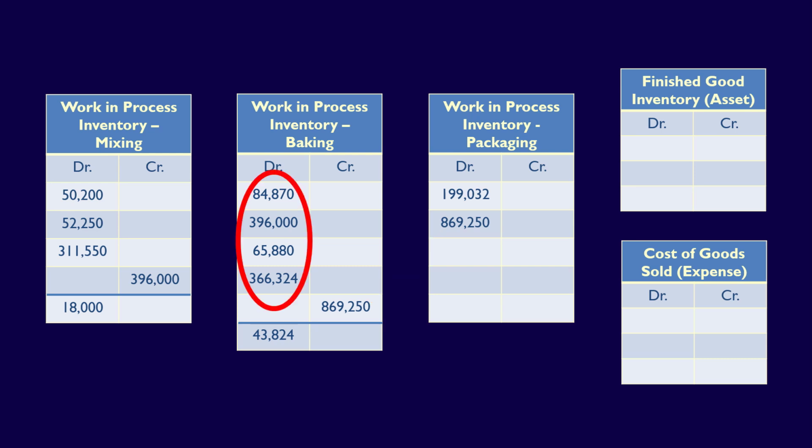Notice that the past entries to the work in process inventory baking account match the process costing report. Opening costs of $84,870, additional costs in April of $396,000 transferred in, $65,880 direct materials, and $366,324 conversion costs. In addition, the ending balance in the work in process inventory baking matches the process costing report. $43,824 is left in this account for the 12,000 physical units which are incomplete at the end of the period, April 30th.